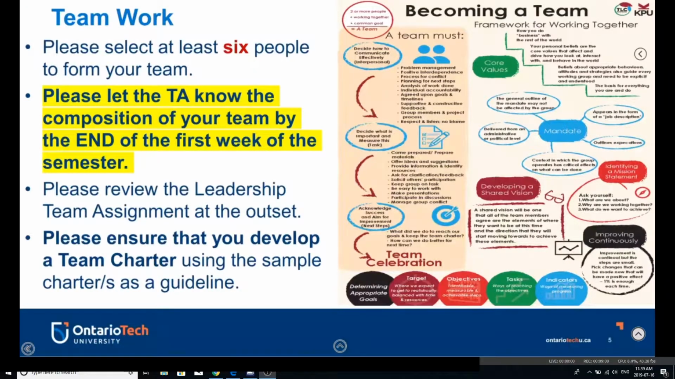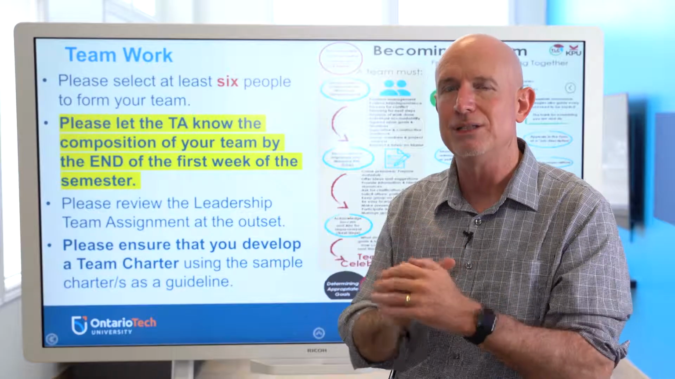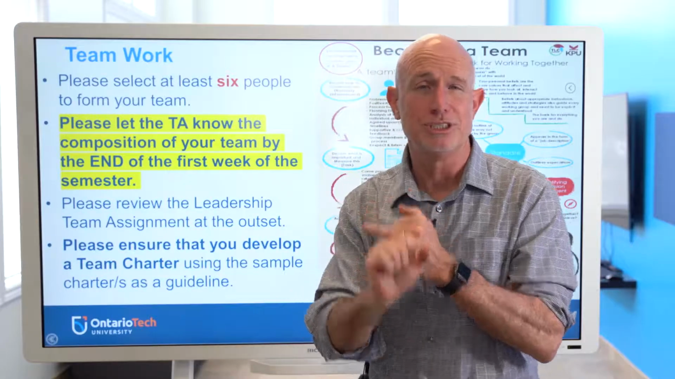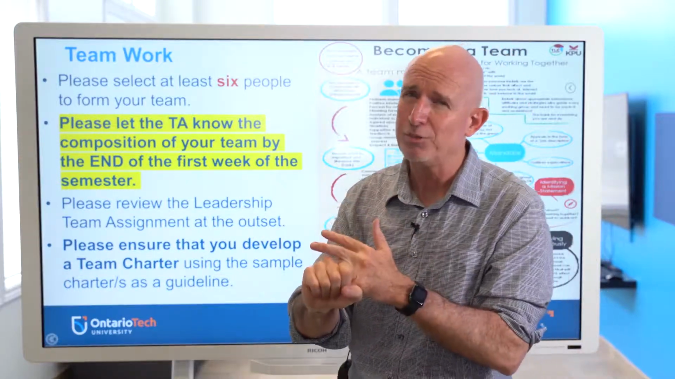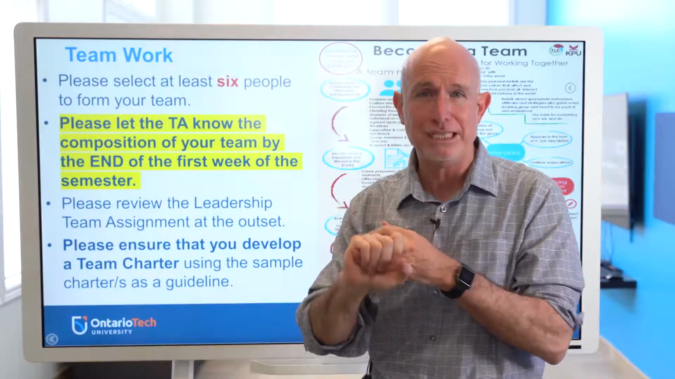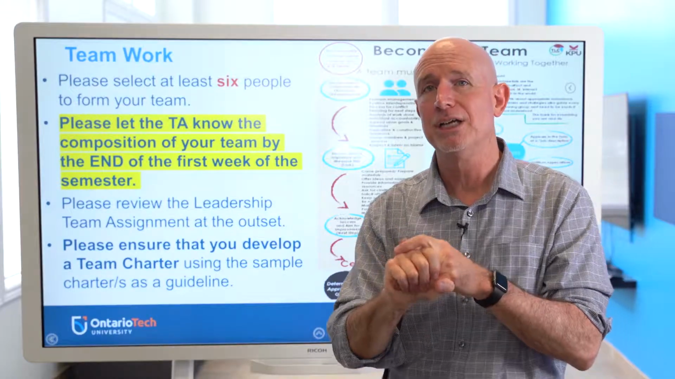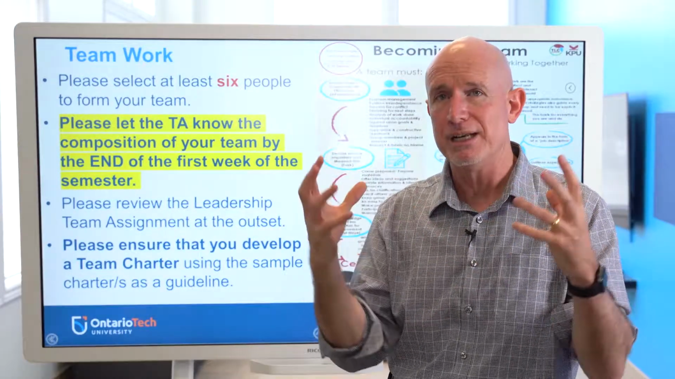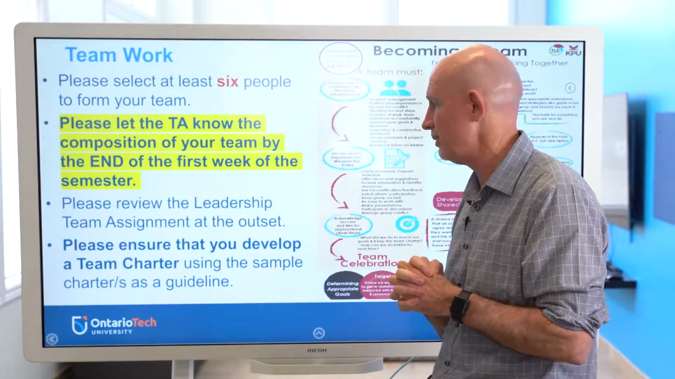Please review the leadership team assignment. That's in the assignments folder. Have a look at it. Select your team according to what you see the needs are. If you can, think about who you'd like on your team, what strengths they have. Make sure your team is diverse in terms of gender, diverse in terms of age if possible, diverse in terms of major, whether it's criminology or legal studies or international development. If you can just build a very diverse team, I think that would be very important.